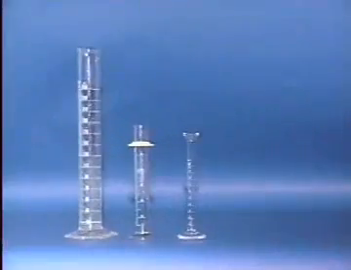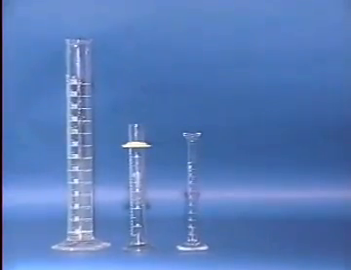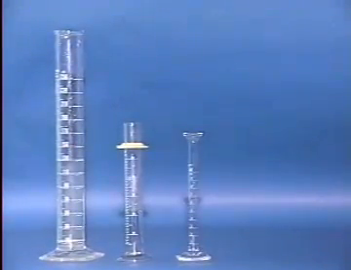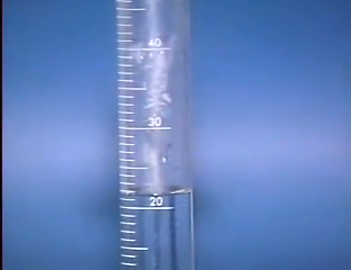Scientists use graduated cylinders to measure volume. Volume is the amount of space a substance occupies. The graduates come in different sizes, but are all marked off in easy-to-read divisions. Here are 3 different sized graduates. Which would be the most exact? If you look closely, you will see that the smallest graduate is marked off with the most exact markings.